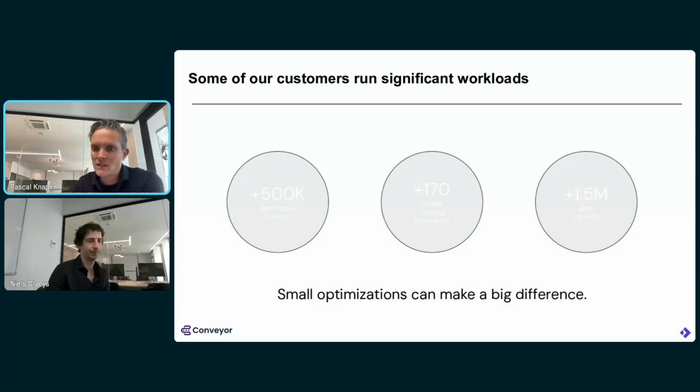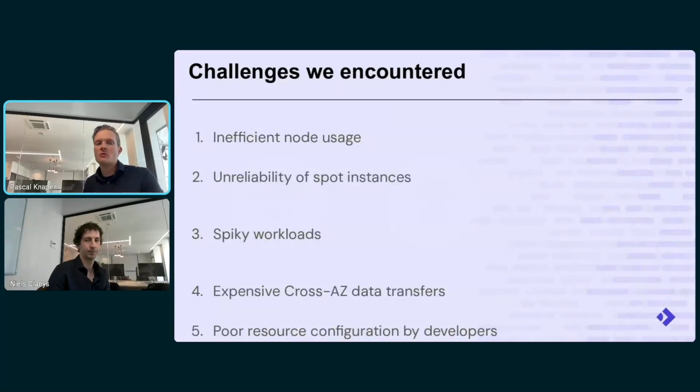So what are the challenges we want to cover today? The first challenge is inefficient node usage. If you spin up a node, you're not using the full resources, which means a lot of waste. The second one is the unreliability of using spot instances on public cloud providers. The third one, which we already briefly talked about, is that in batch processing you're not running all your nodes all the time. It's very spiky, and Kubernetes isn't always optimized for that, so we'll dive into these.